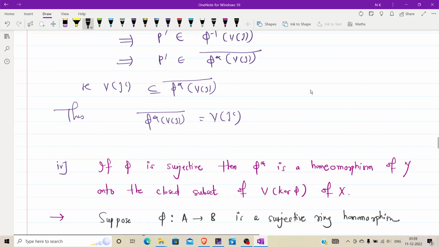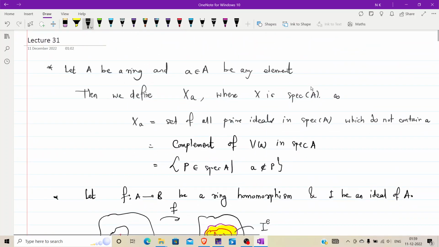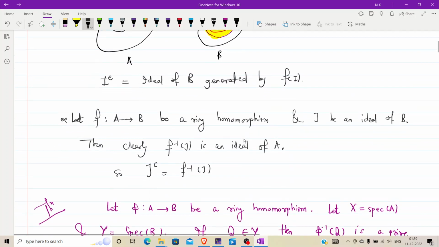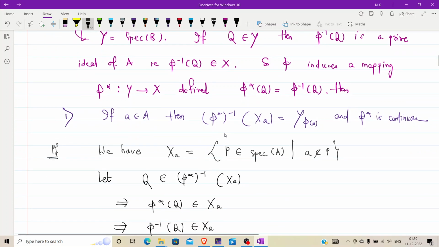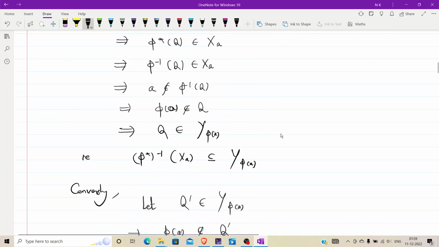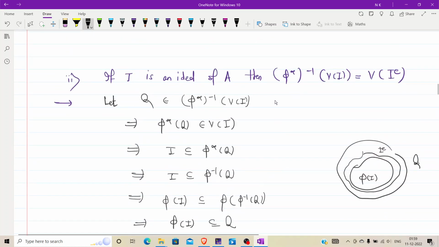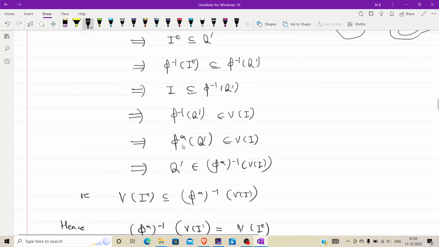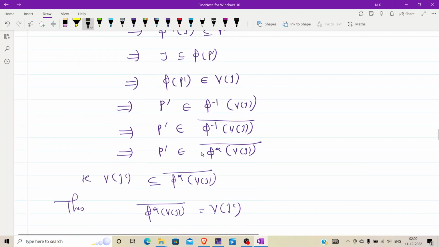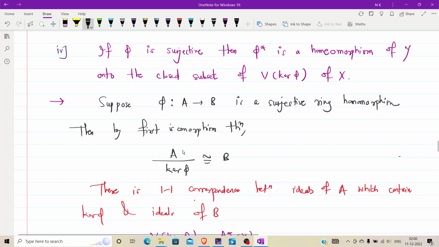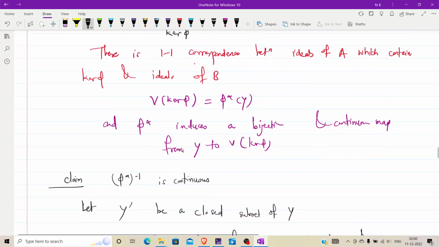So that was the last part of this. Let's have a recap of whatever we have seen in this lecture. First of all, we introduced three basic concepts: what is X_A, what is the extension of an ideal, and what is the contraction of an ideal. Then we proved that if phi is a ring homomorphism, then it induces a map on spectrums, and that map satisfies these conditions: phi star inverse of X_A is equal to Y_phi. Then we proved that if I is an ideal of A, then phi star inverse of V of I is equal to V of I extension. Then if J is an ideal of B, then the closure of phi star of V of J is equal to V of J contraction. Then we showed that if phi is surjective, then phi star is a homeomorphism of Y onto the closed subset V of kernel of phi.